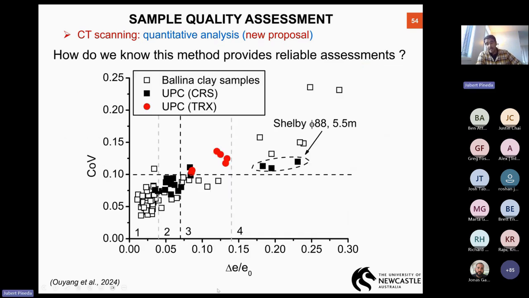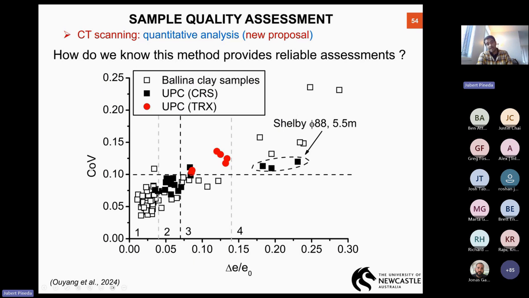Remember that I discussed a few minutes ago the index proposed by NGI, which is delta E by e0. We did all this analysis a long time ago for all the tests that we have done in Ballina, and we have also done all the CT scans. So we have reinterpreted those values using the CT scans, estimating the coefficient of variation for all of these samples we have previously tested. So what we can see is a trend. Remember the 0.1 coefficient of variation, below which the sample is assumed to be good quality, above which is assumed to be low quality.